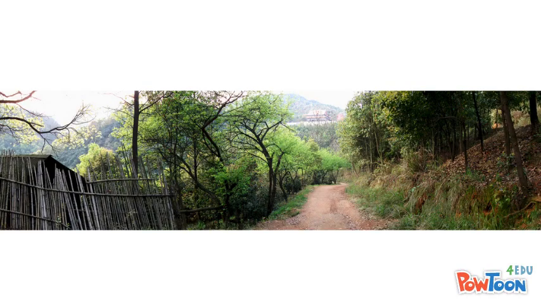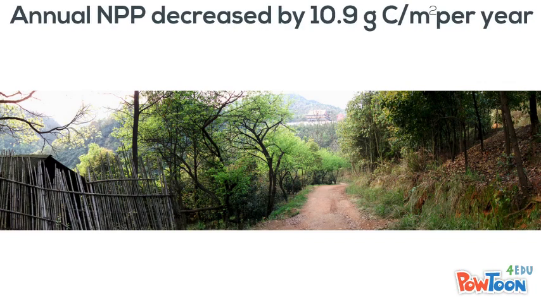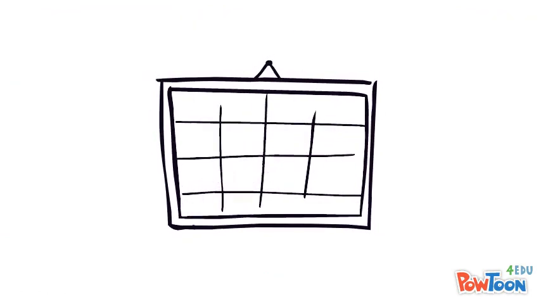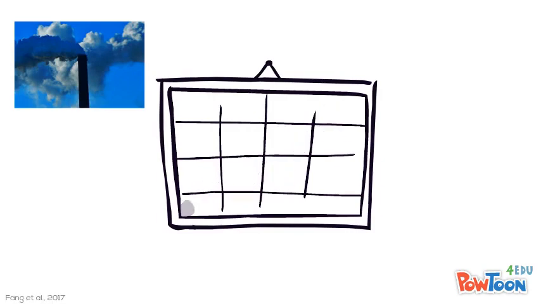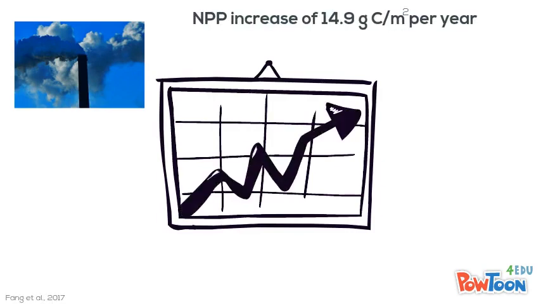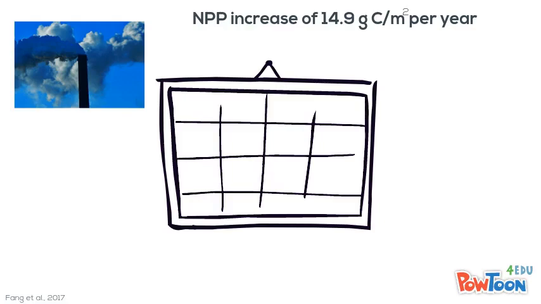For example, a study conducted looking at NPP changes in arid and semi-arid areas of China from 1980 to 2014 found that annual NPP decreased by 10.9 grams of carbon per meter squared per year, during an annual decrease in precipitation. However, as atmospheric CO2 concentration increased due to combustion of fossil fuels over the 34-year time span, this decrease was offset by an NPP increase of 14.9 grams of carbon per meter squared per year.